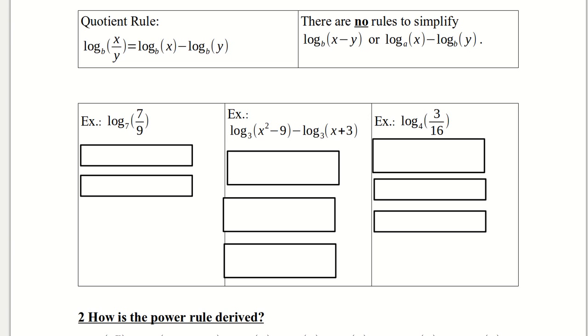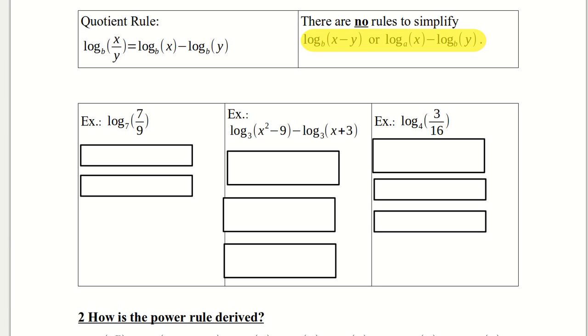Matching the product rule is the quotient rule. It makes the quotient into the difference. Now notice that that is perfectly analogous to the product rule. The product rule makes the product into the sum. The quotient rule makes the quotient into the difference. And again, notice that there are no rules to simplify a log of a difference or a difference of logs if the bases are different.